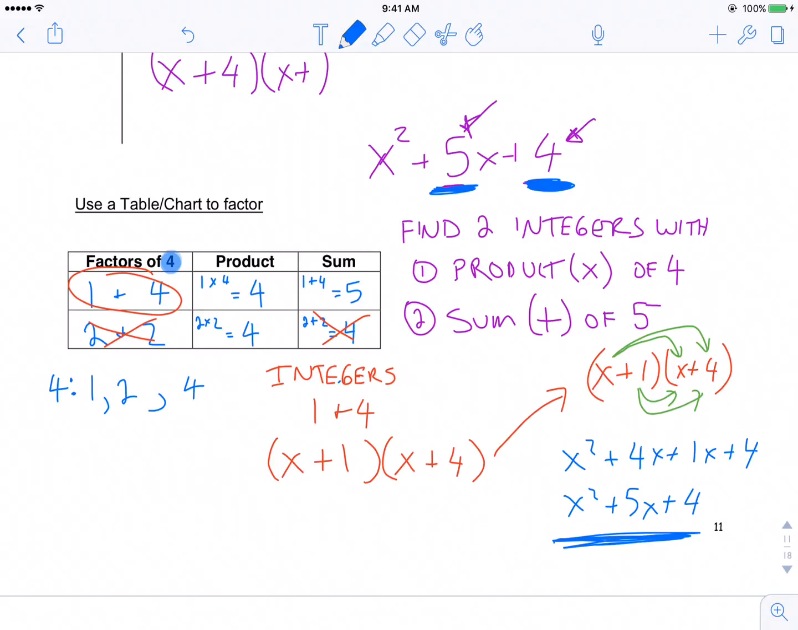Okay. Factoring using a table, factoring using Algebra Tiles.